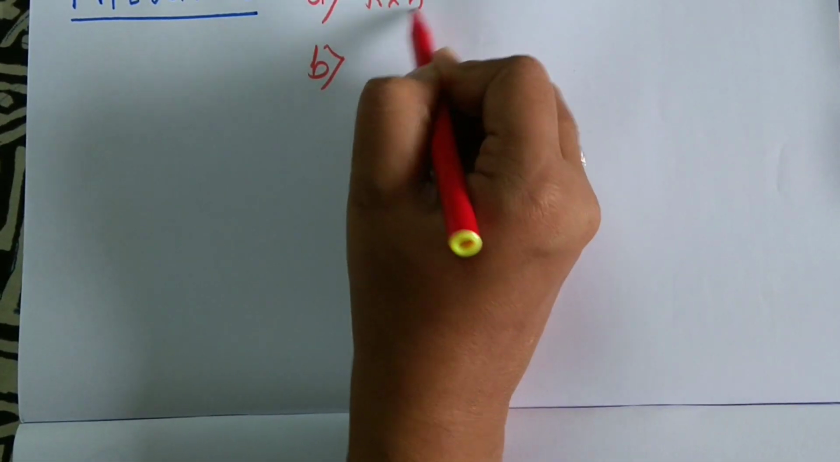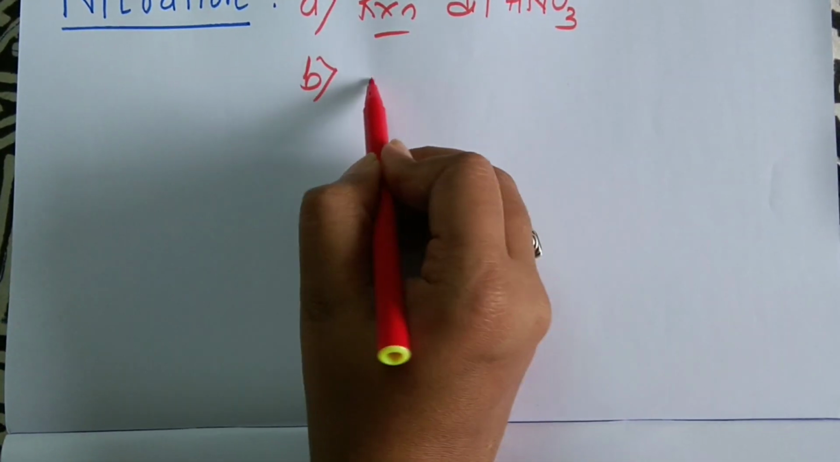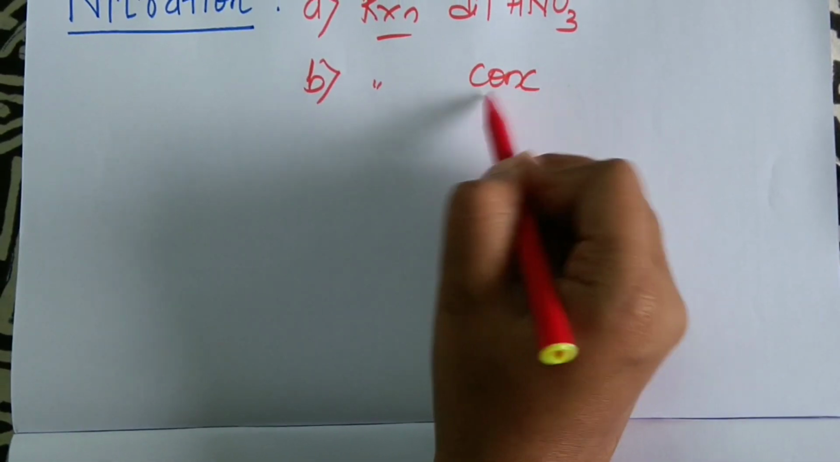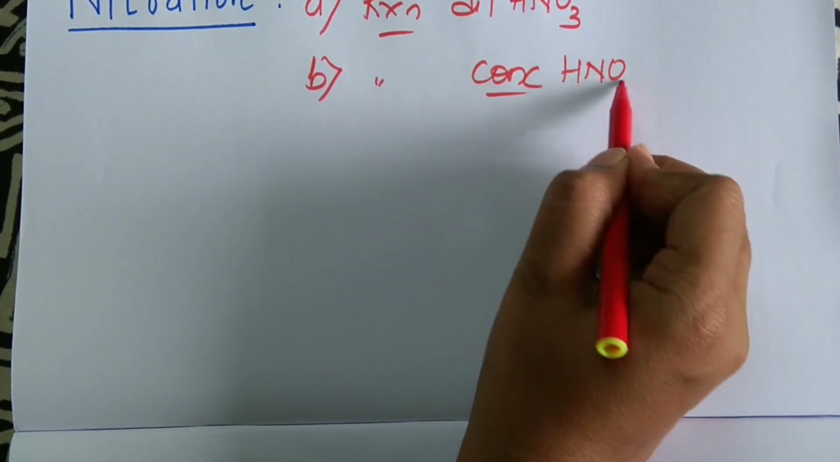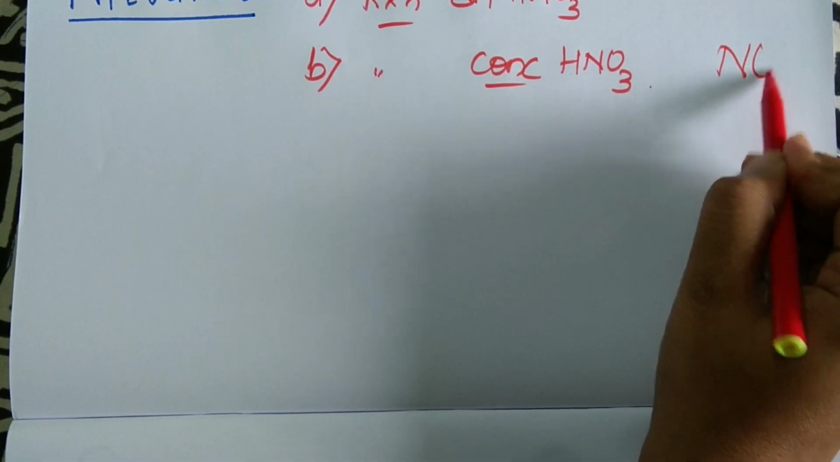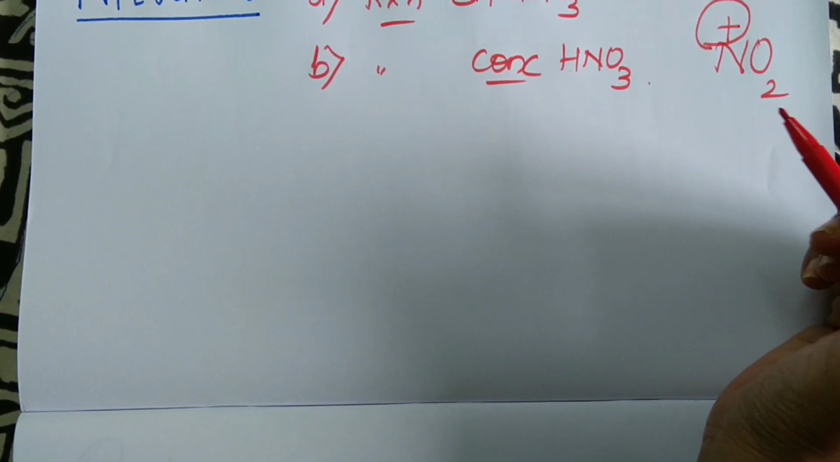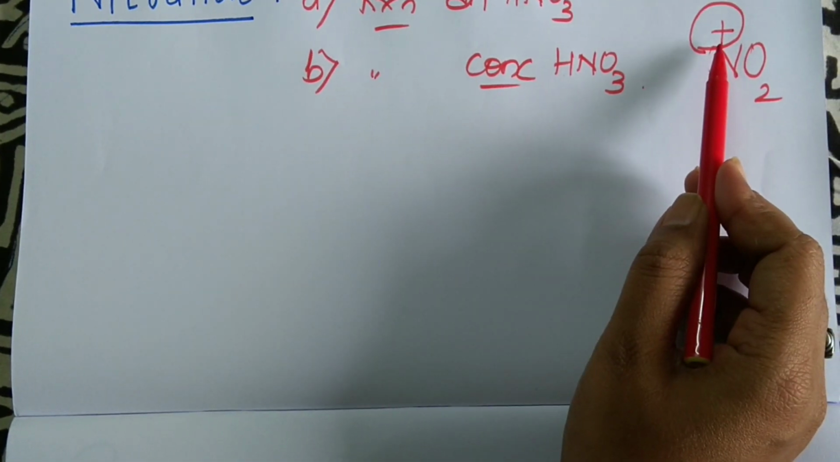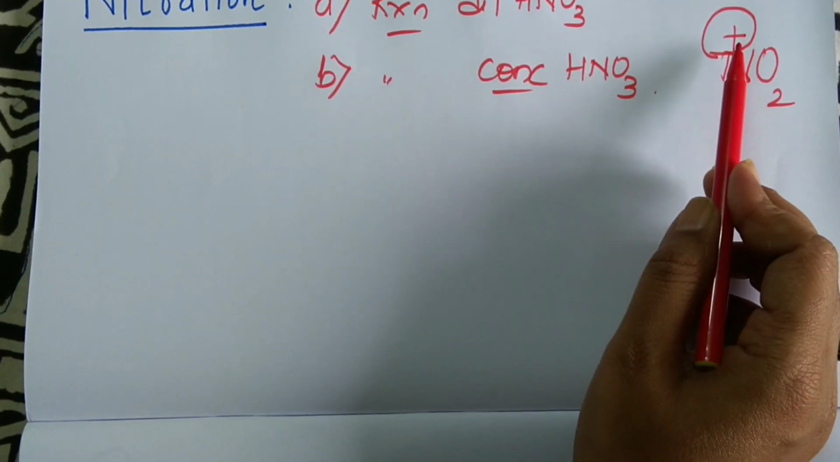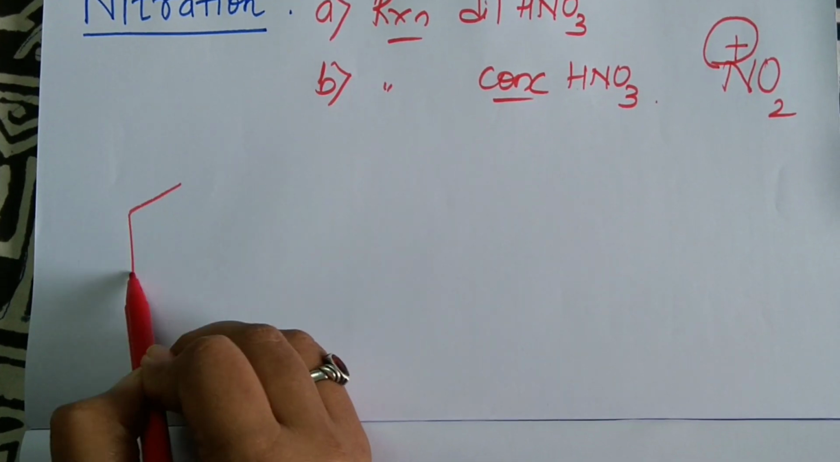Nitration of phenols can be studied under two headings: reaction with dilute nitric acid and reaction with concentrated nitric acid. So during nitration, nitronium ion is formed, which is an electrophile, having positive charge, which will attack ortho and para positions which have negative charge.